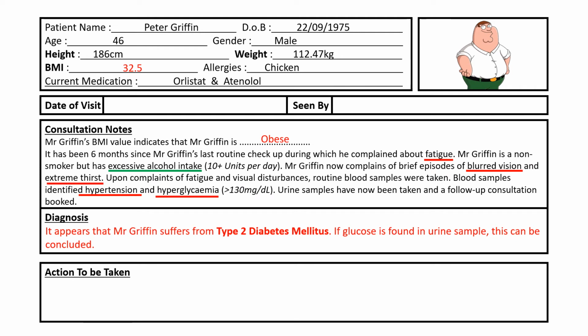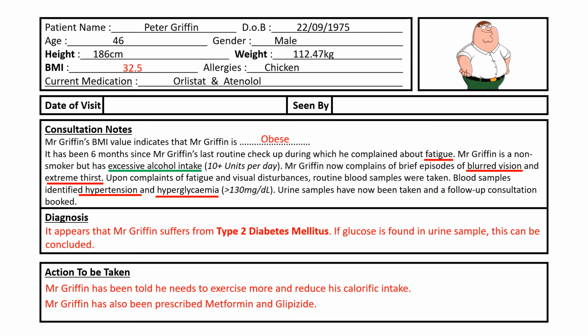This diagnosis will be confirmed if his urine presents glycosuria, the presence of glucose in his urine. He has also been told he needs to change his lifestyle, similar to Mr. Simpson, and he's also been prescribed some pharmacological interventions.